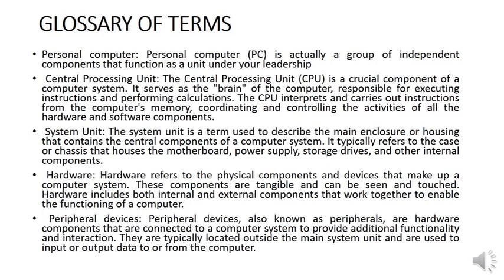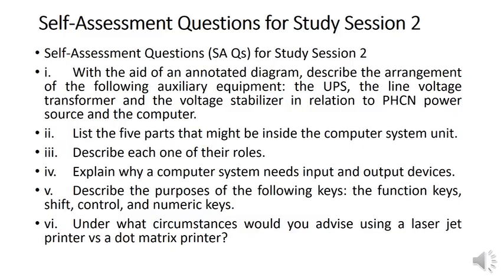Then look at the glossary, meaning the terms that we use in this section: personal computer, central processing unit, system unit, hardware, peripheral device. All these things, you are supposed to now know the difference between, to the point that you will not mix them up. When they say personal computer, you understand what it means. When they say CPU, you know what it means. When they say system unit, you know what it means. And hardware, the same thing.